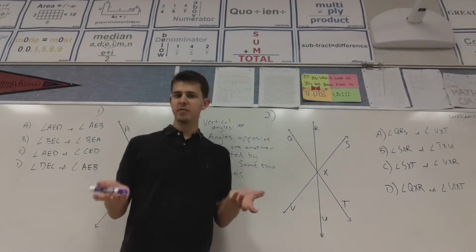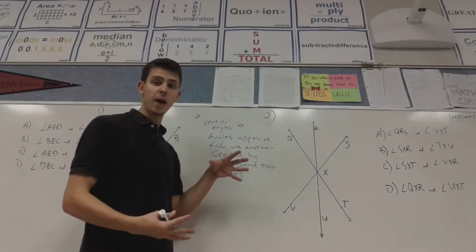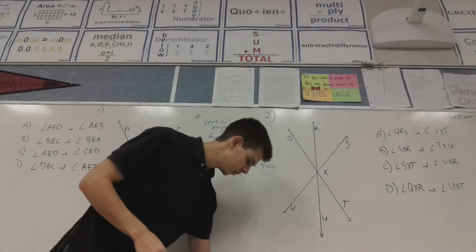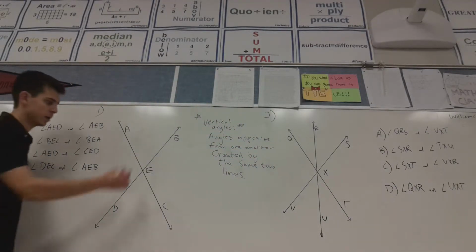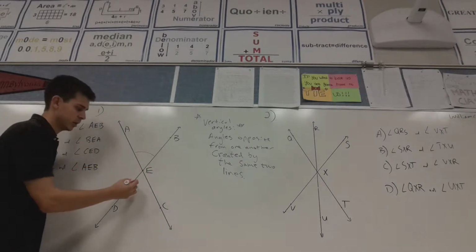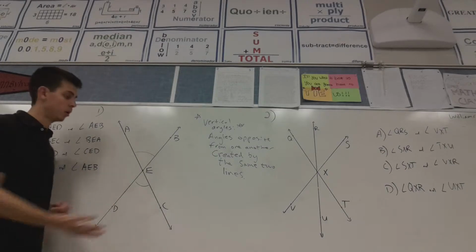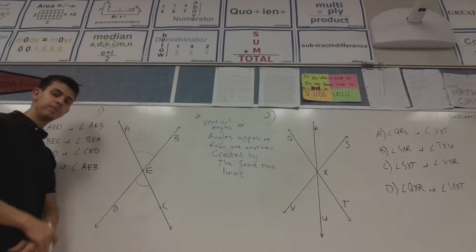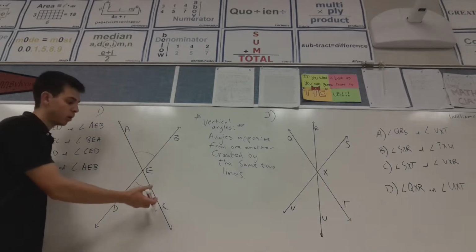In some ways, it's kind of the opposite of adjacent angles, where the angles were next to each other. Here, they're opposite from one another. So, for example, here in problem 1, I know that this angle here and this angle here, AEB or BEA, is a vertical angle of DEC or CED.